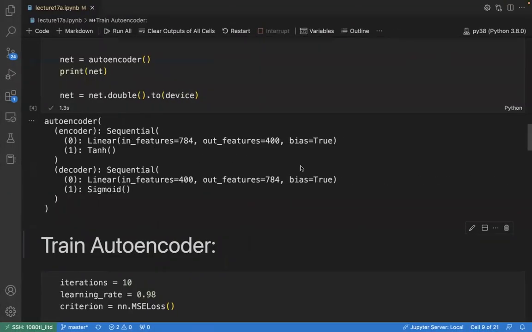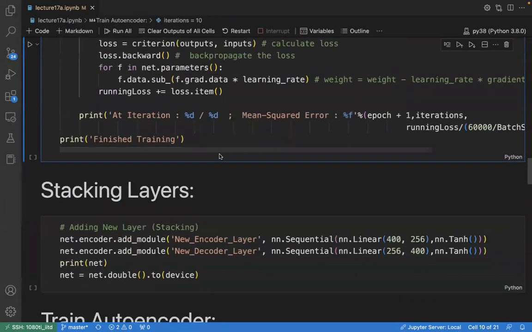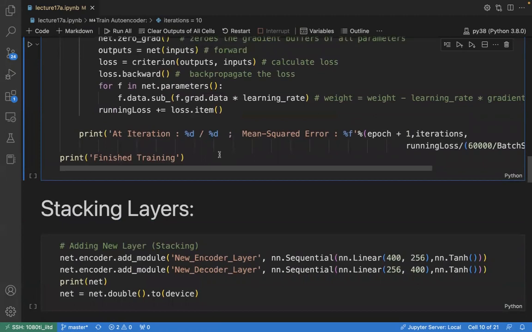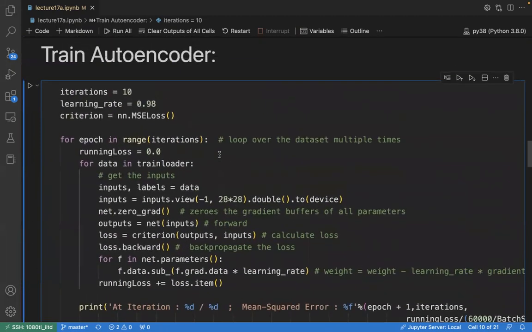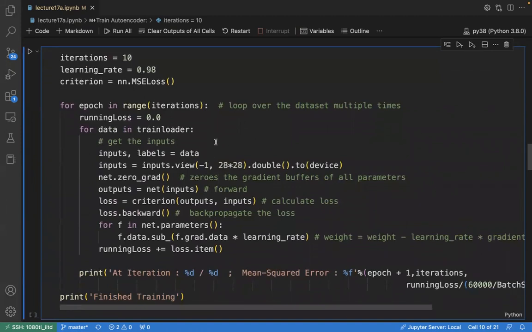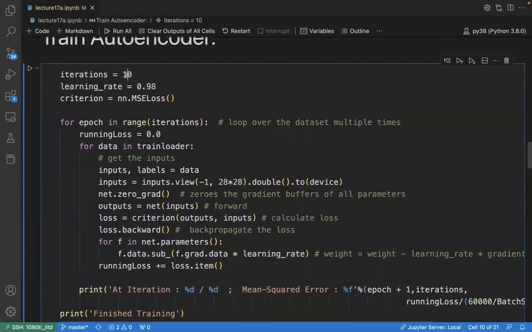So we got the network now. Then it is for training. So this is the code for training. We're training the autoencoder. So the number of iterations we set is 10, and the learning rate is 0.98, and the criterion is this MSE loss.